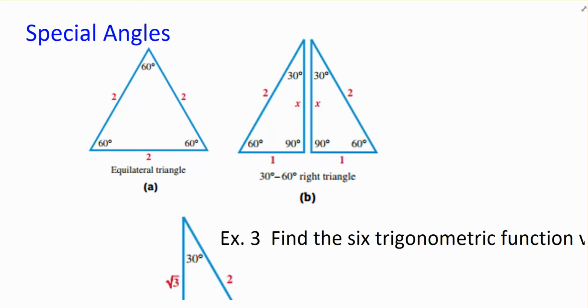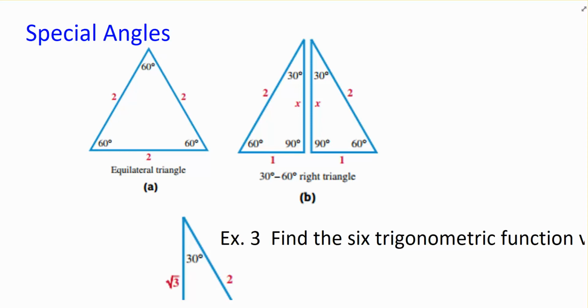We have two special triangles that we want to identify in trigonometry, and the first one that we're going to focus on in this video is a 30, 60, 90 triangle. So let's talk about that for just a minute. A 30, 60, 90 right triangle comes from a basic equilateral triangle.